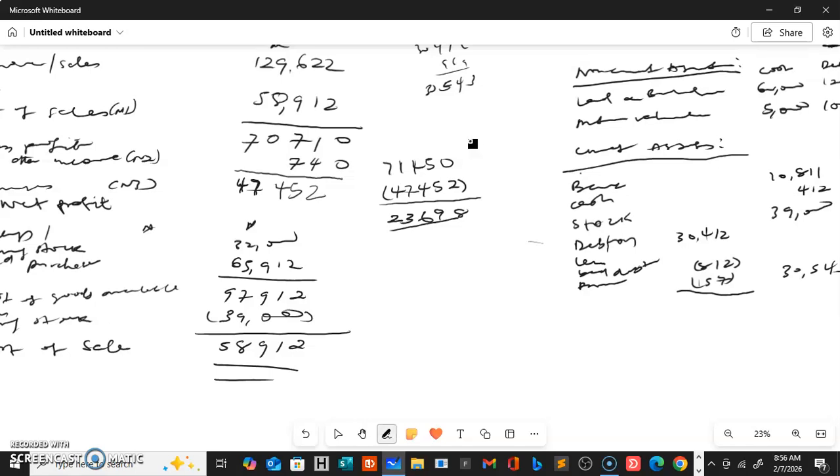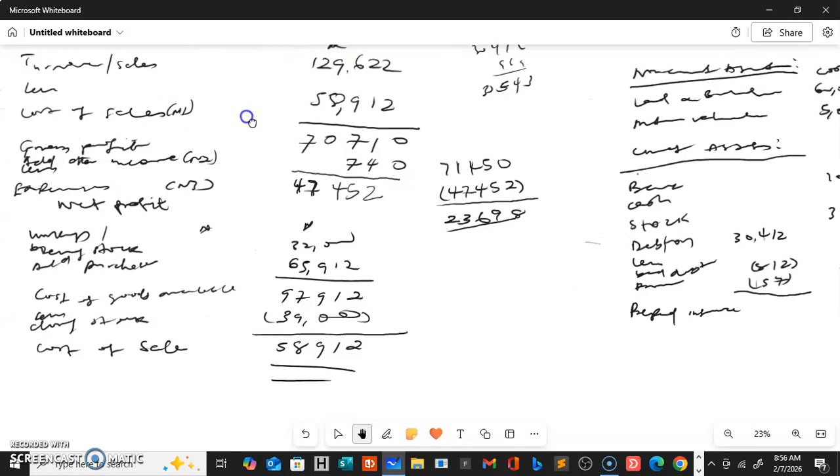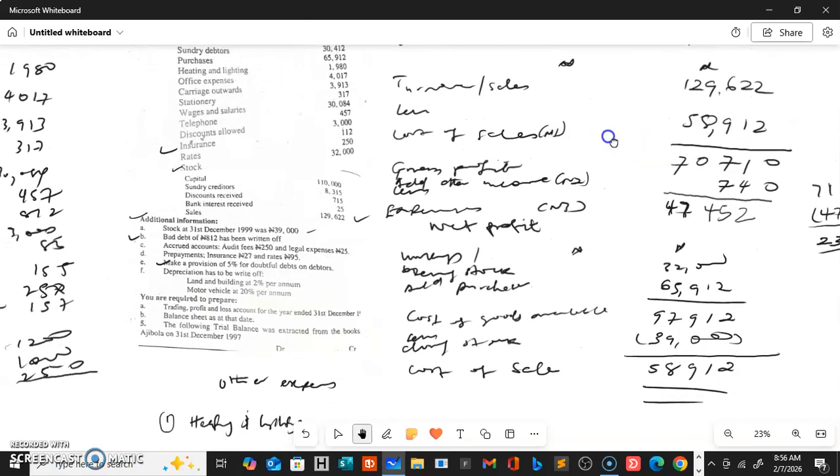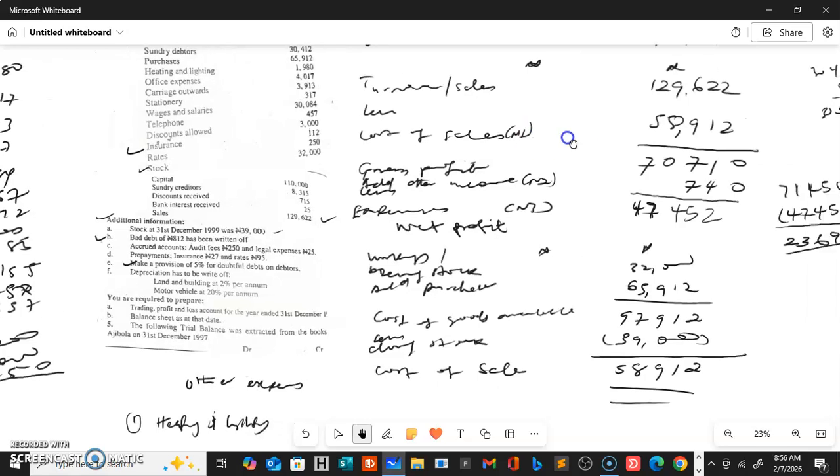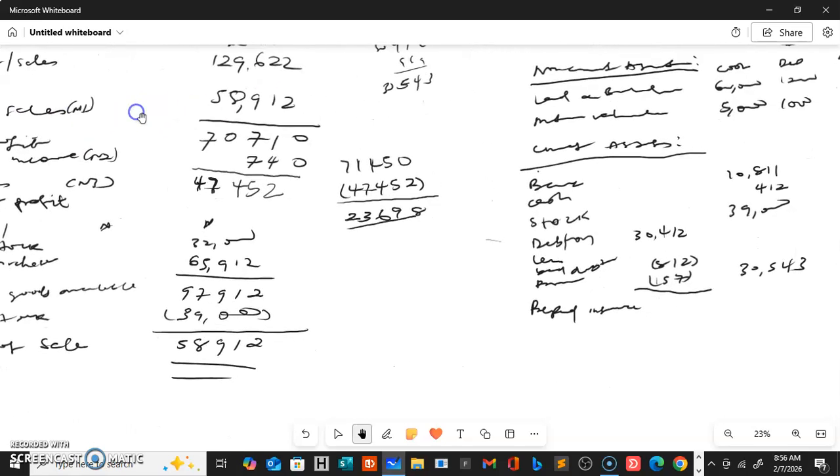Prepaid insurance 27. Prepaid insurance, that is 27 and 95. Okay, 27, and we have prepaid rates. That is 95. Okay, so what other current asset do we have in the question?